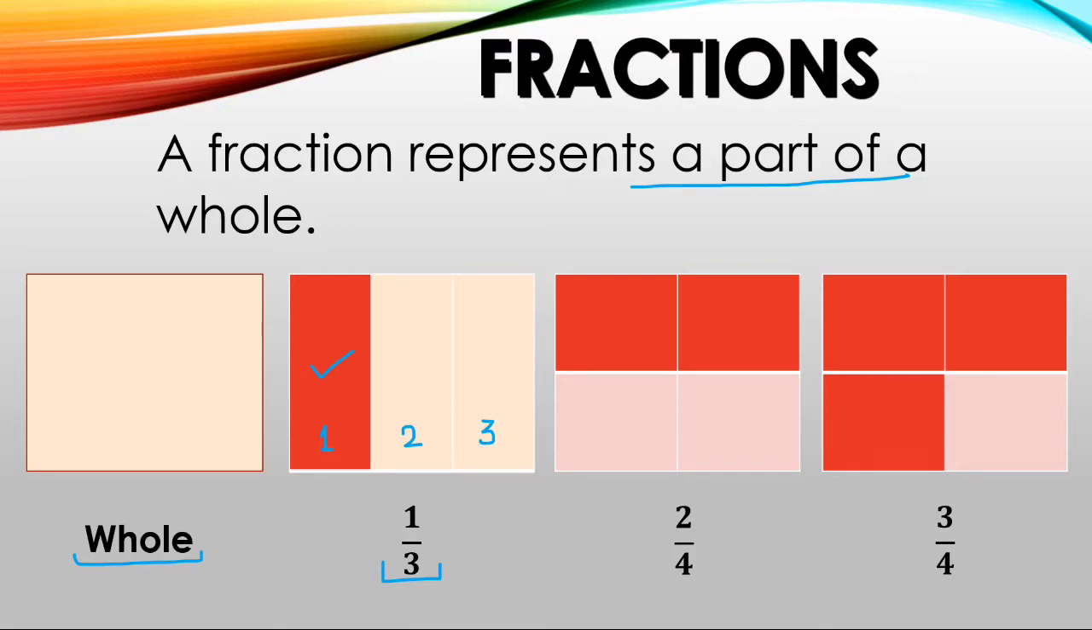Similarly, can you tell me the fractional number for the other figures? The next figure is divided into 4 equal parts, and 2 parts out of 4 are shaded. So, the fractional number for the shaded part is 2 by 4. And in the last figure, 3 out of 4 parts are shaded. So, the fractional number is 3 by 4.